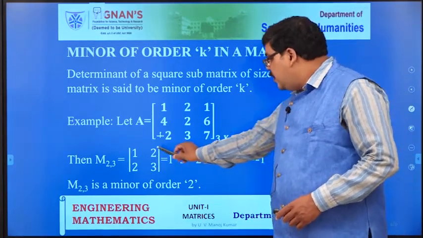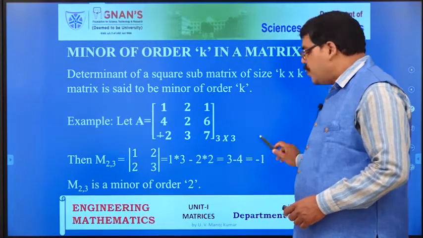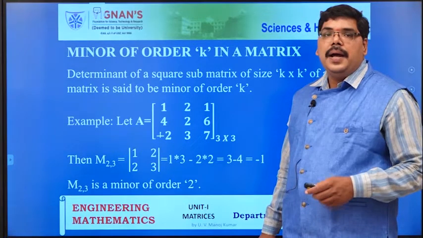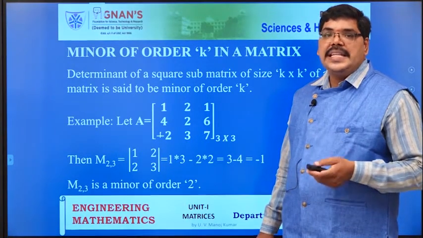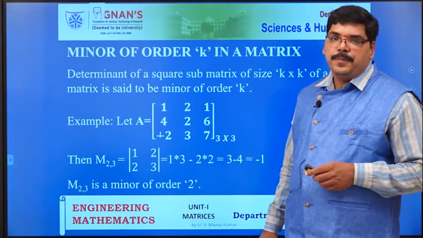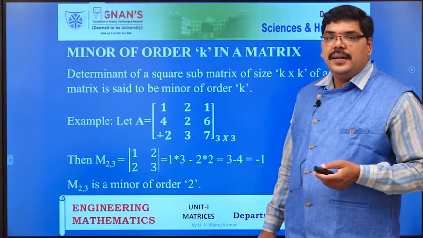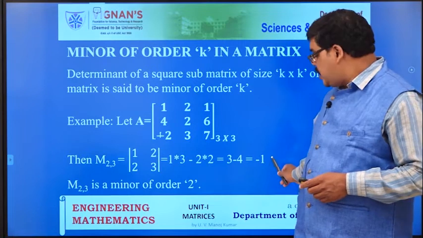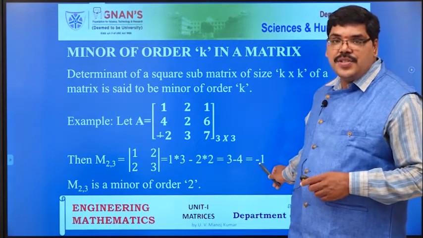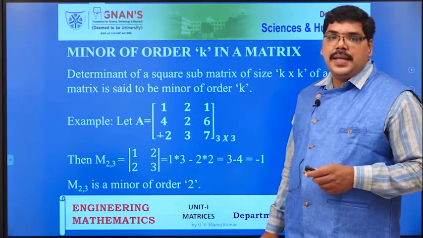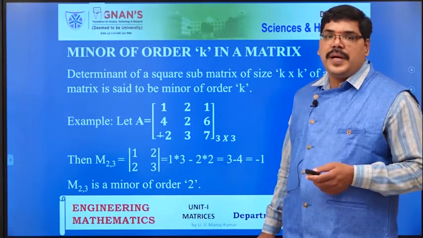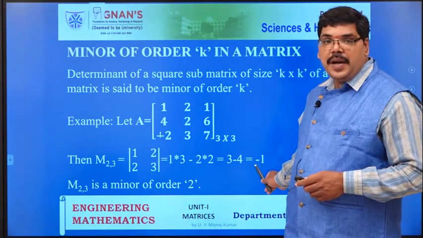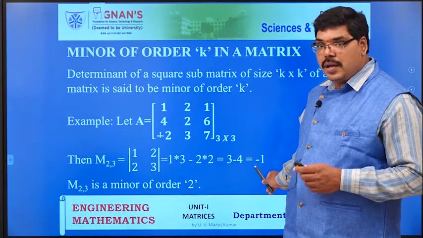If the final answer becomes 0, then we say that it is a vanishing minor. If the final answer is non-zero, then we say that it is a non-zero minor of order 2. So here we have a non-zero minor of order 2.